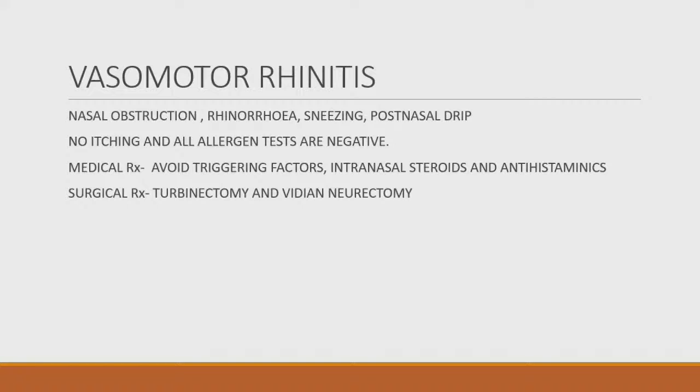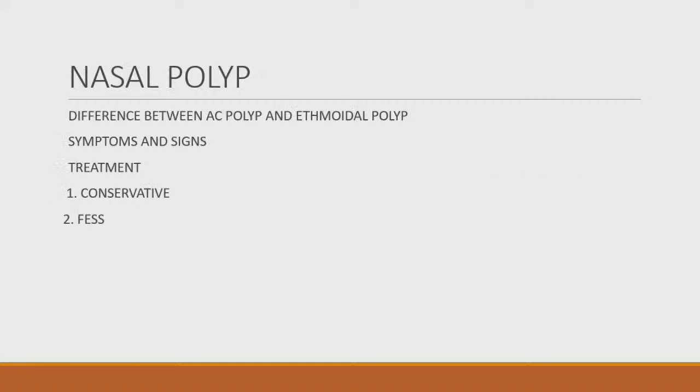In vasomotor rhinitis, the only sign that is missing compared to allergic rhinitis is itching. No itching, and all allergen tests are negative. Medical treatment is avoiding triggering factors, intranasal steroids and antihistaminics. Surgical treatment, turbinectomy and Vidian neurectomy, is done.